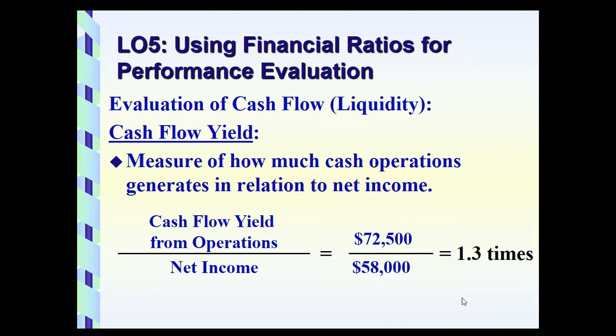So really just kind of evaluating the cash flow in relation to the income statement components. Okay, so we're going to divide our cash from operations by our net income. And again, this is reflected as whatever the number is, in this case, 1.3 times. So in this case, cash flow from operations is 1.3 times their net income.